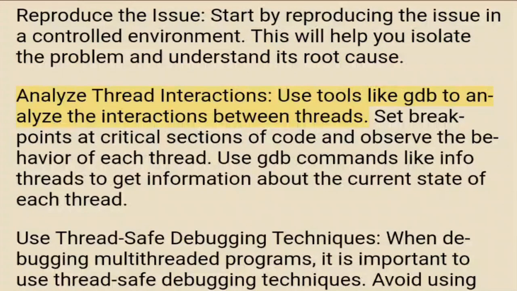Analyze thread interactions. Use tools like GDB to analyze the interactions between threads. Set breakpoints at critical sections of code and observe the behavior of each thread. Use GDB commands like info threads to get information about the current state of each thread.